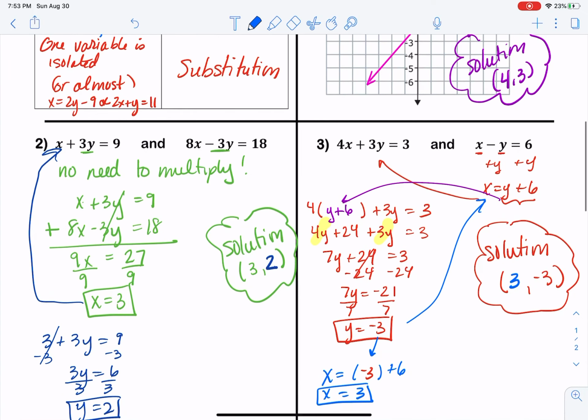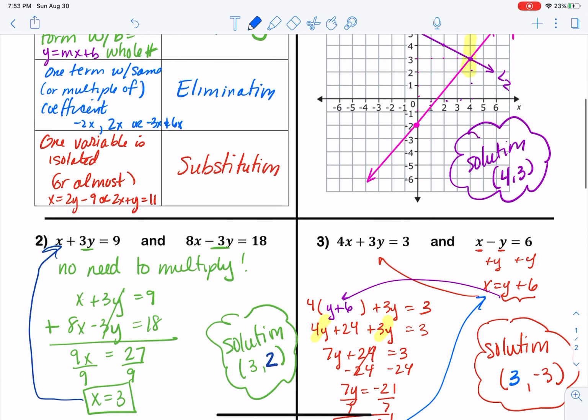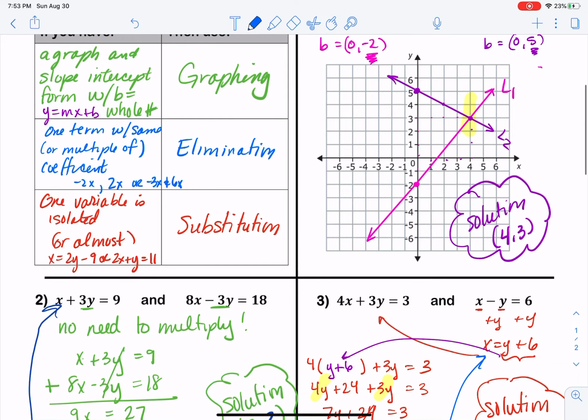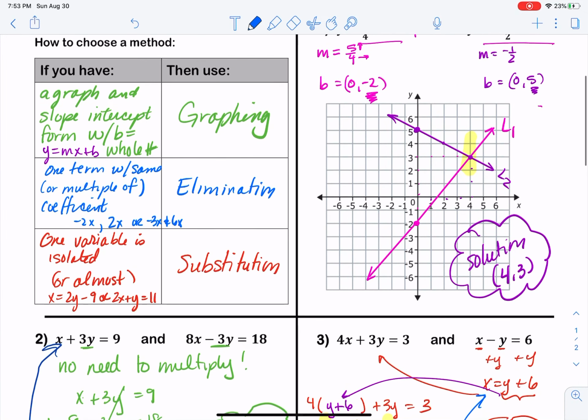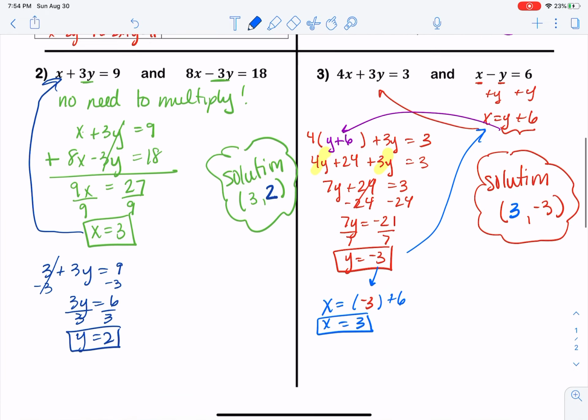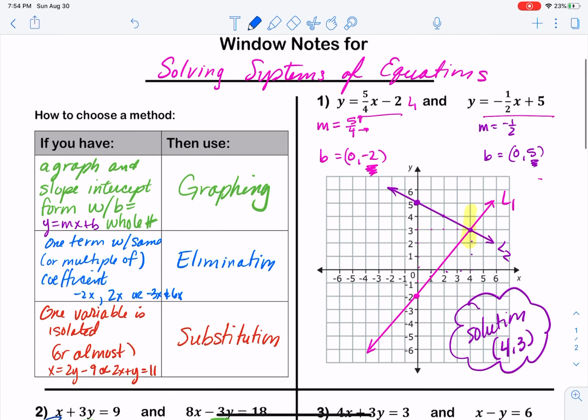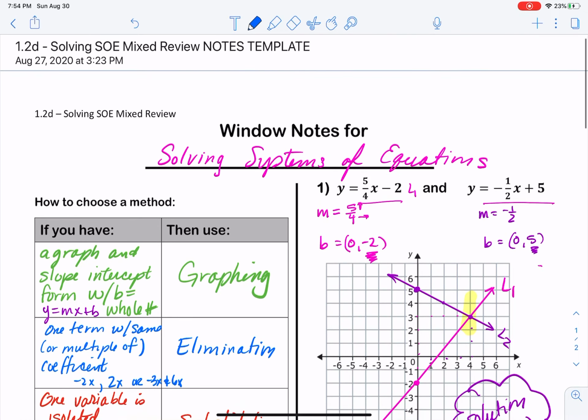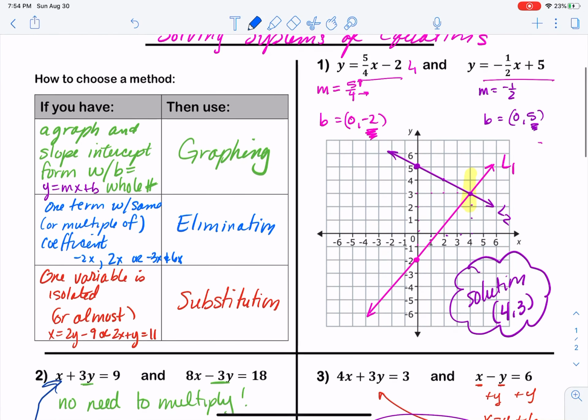So as you look at these, notice that I could have used more than one method on most of the equations, but the method that I chose was the easiest with the least amount of steps and work. And this is the review for solving systems of equations using graphing, substitution, and elimination.